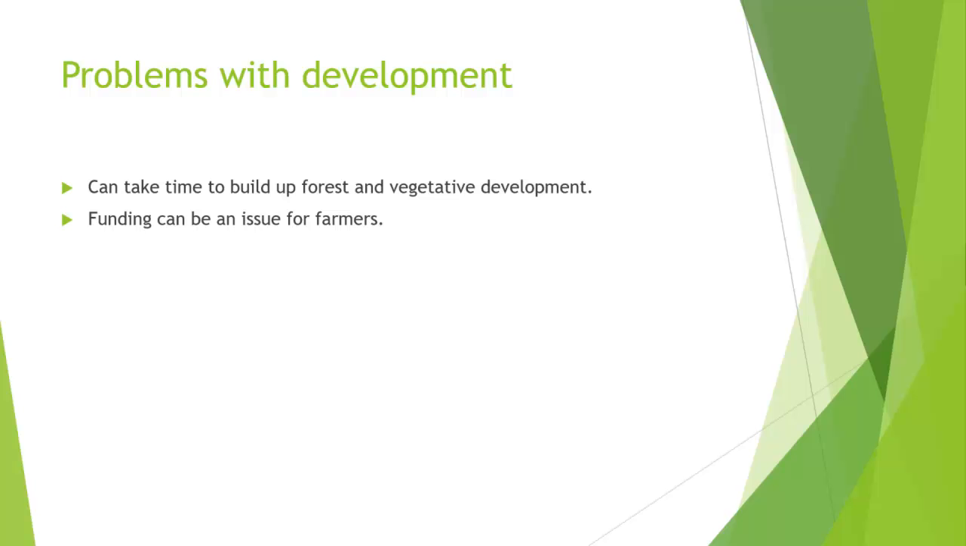Some of the problems: there really aren't many as far as buffers go, but there are some issues. It can take time to build up forests. Obviously, trees take time to grow, so does most vegetation. So it can be an issue getting started, but once you have that foundation growing, it provides a really good system for conservation. Another issue, as I mentioned before, is that it can be an economic decision for farmers to make. However, if they don't have certain funding programs, it can be difficult for them to get started.